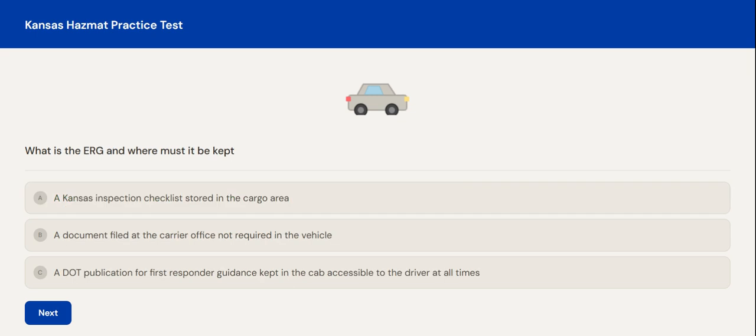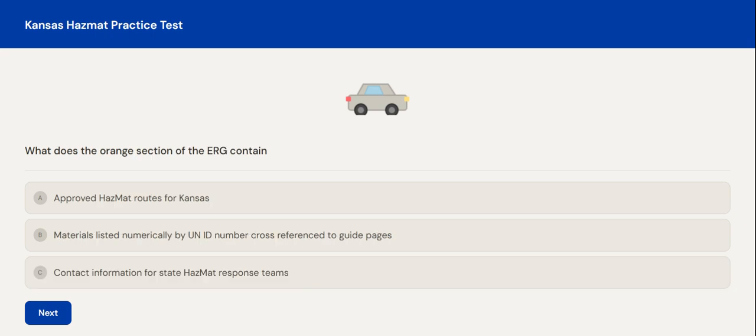What is the URG and where must it be kept? A DOT publication for first responders, kept in the cab. The emergency response guidebook must be accessible to the driver at all times for safety.